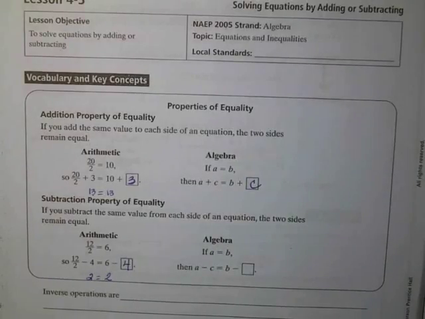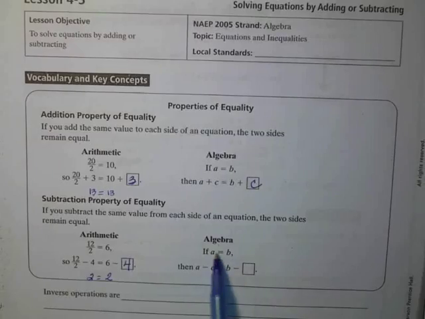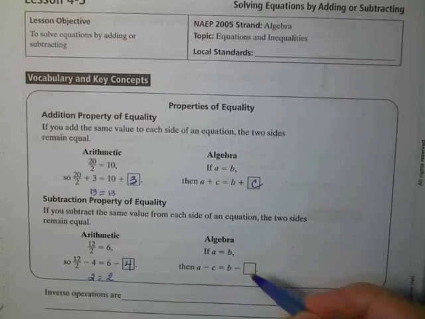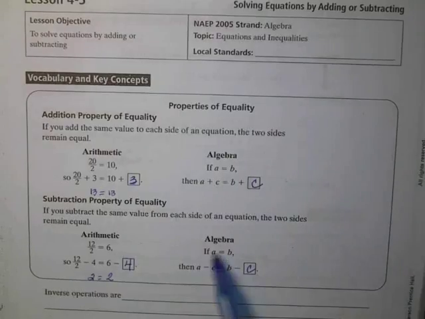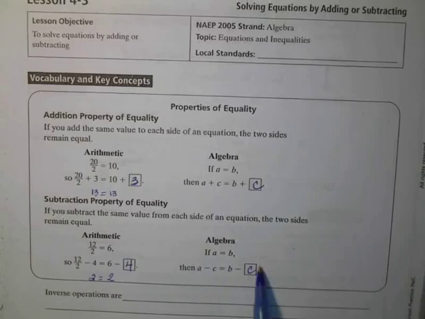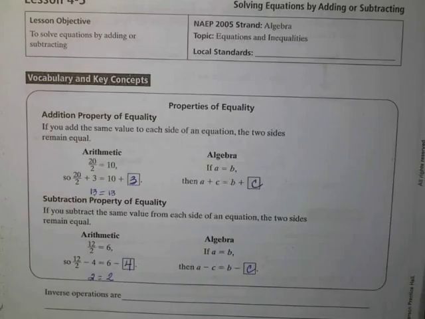Okay, and algebraically speaking, if A is equivalent to B, then A minus C is equal to B minus C. So whatever A and B are, if they represent the same value, I can subtract the same amounts from each side and they're going to remain equal.